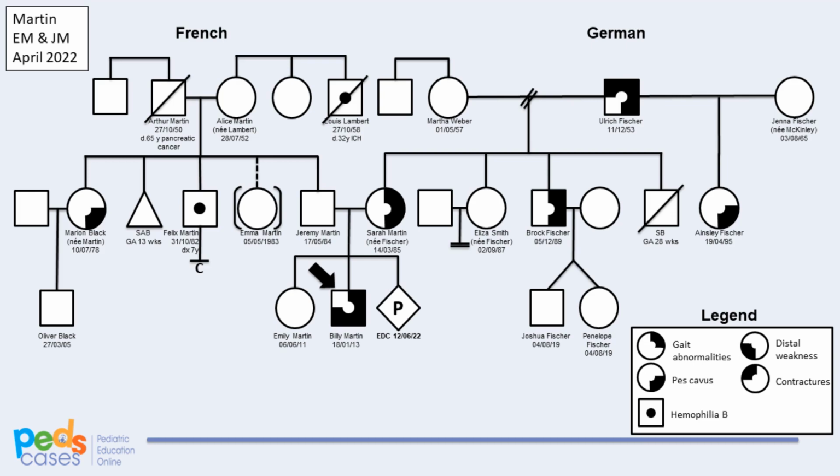If the disorder was X-linked recessive, we would see more males than females being affected, and Billy's mother would be unaffected, unless we ran into the unlikely situation that her own mother was a carrier.